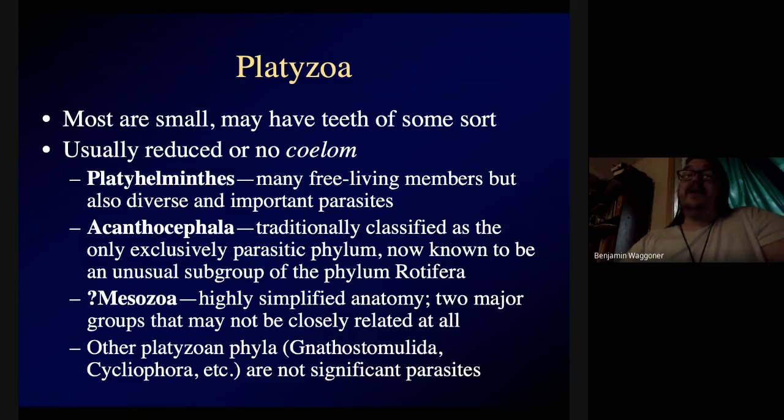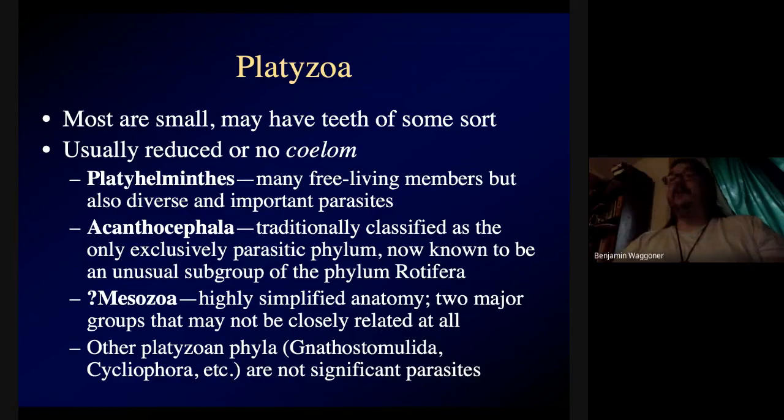We'll briefly look at a weird little group called the Mesozoa that infests marine invertebrates and have very strange anatomy. We'll talk about those in good time. And there's other platyzoan phyla that you can learn about in Invertzo if you really want to, but they're not parasites. They don't contain any parasitic members.